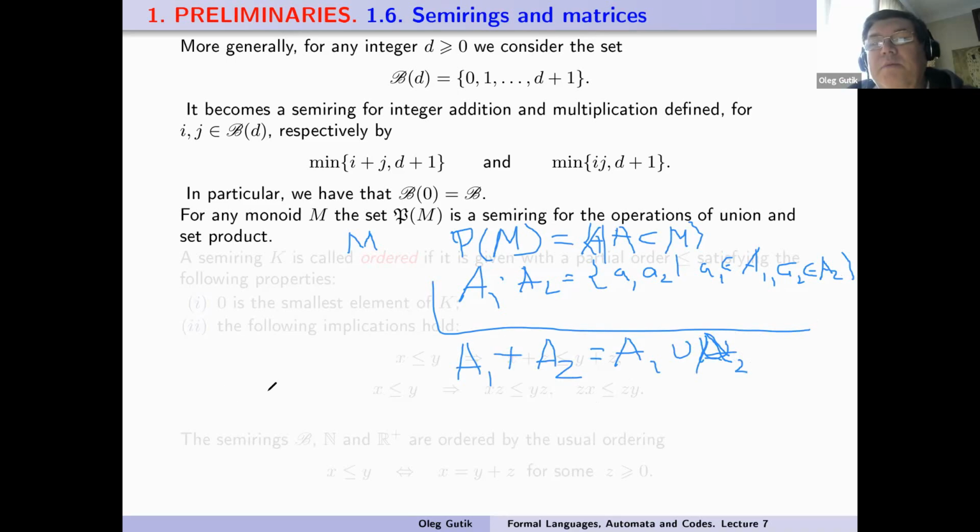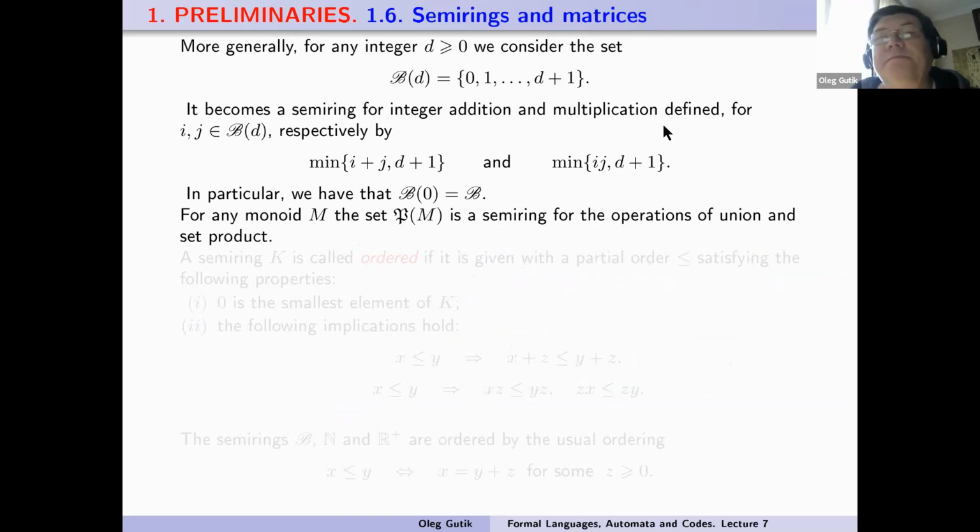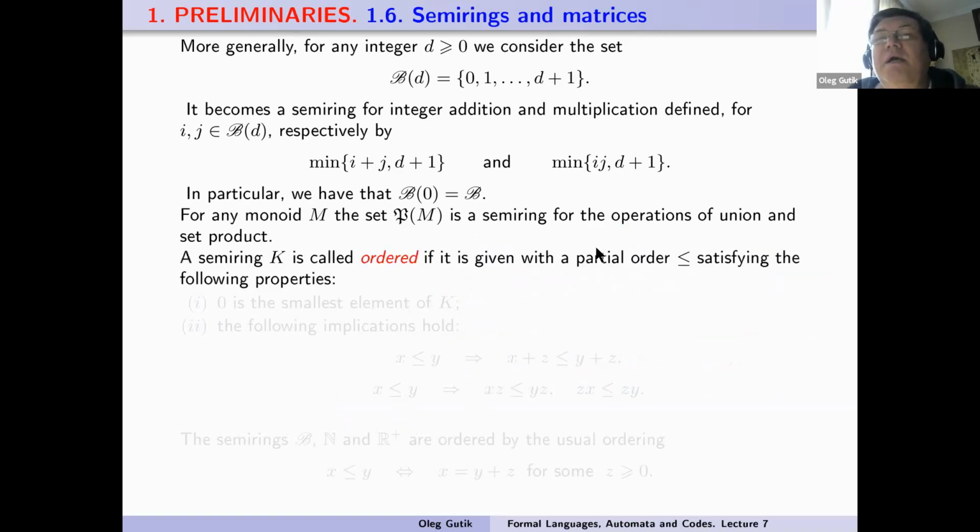So, I propose you exercise 1, to show that P of M with such two operations, the addition operation and such multiplication operation, is a semiring. Next. A semiring K is called ordered if it is given with a partial order satisfying the following properties.